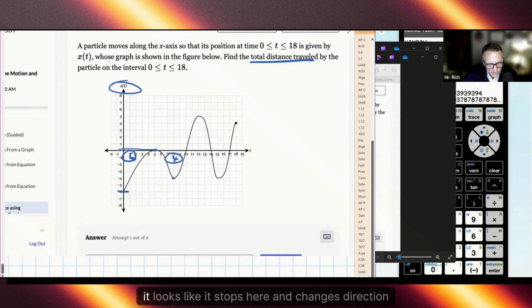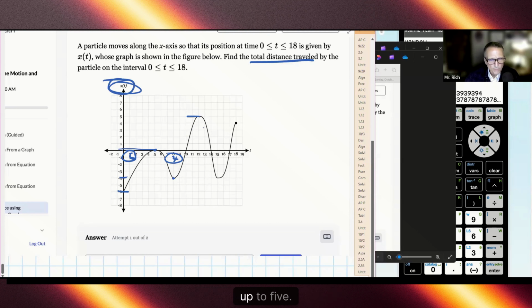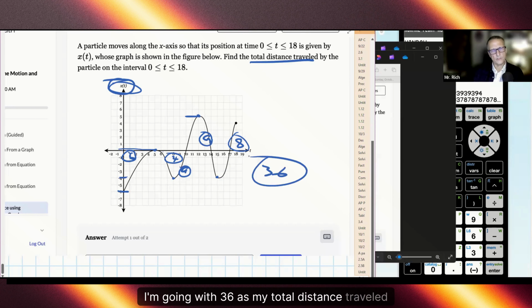And then it looks like it stops here and changes direction because now the slopes are positive. Remember, slope of position is velocity, and it travels from a position of -4 up to 5. So that's another 9. Then from here to here, it's going from 5 down to -4 again, so I'm adding another 9 distance traveled. And then from here up to here, it's going from -4 to 4, so I'm adding 8 more. So it looks like 6 and 4, 10, 19, 28, 36. I'm going with 36 as my total distance traveled.